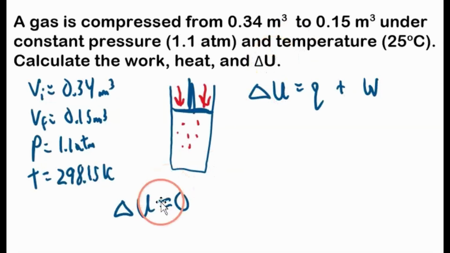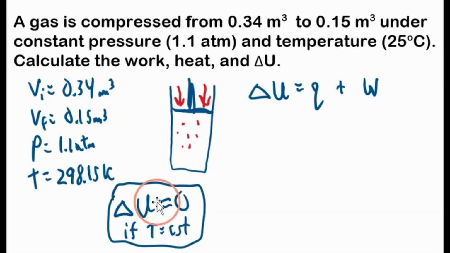The change in internal energy is 0 if temperature equals constant. This is true for an ideal or a perfect gas, and you want to remember this. For real gases, it's not necessarily true, but this is true if your temperature is constant. Temperature is related to the kinetic energy of the gases, and since there's no intermolecular forces, essentially the change in internal energy is 0. So that's nice.